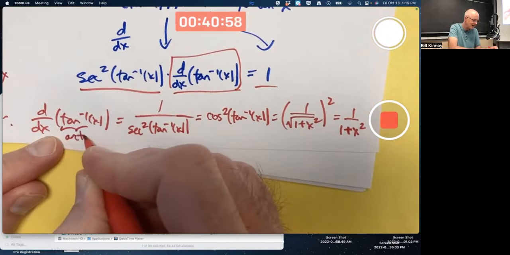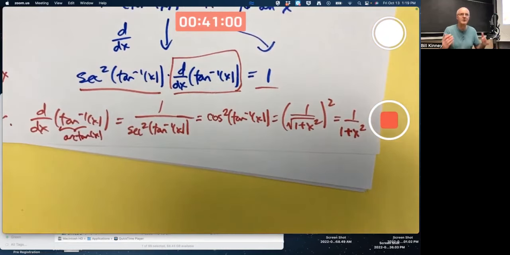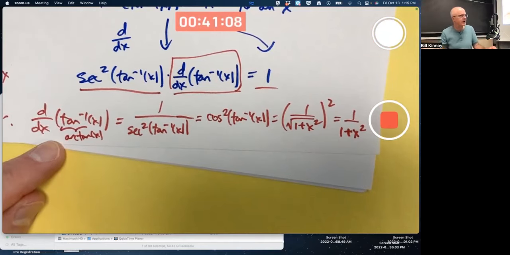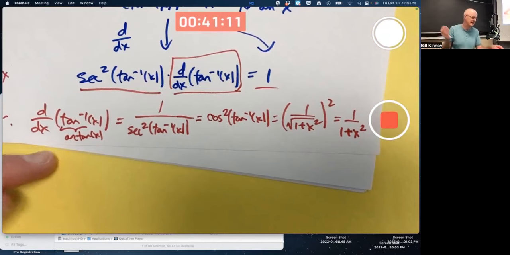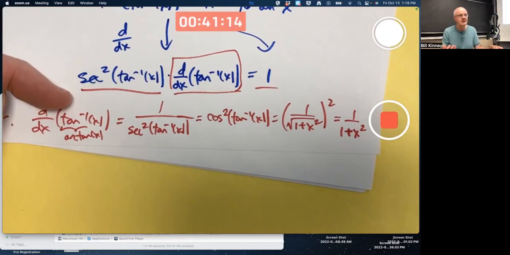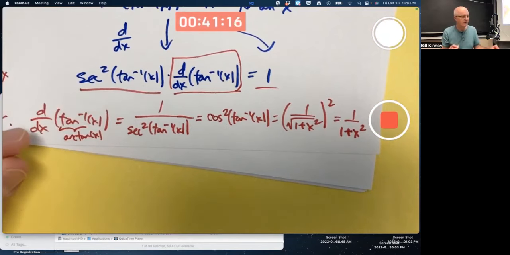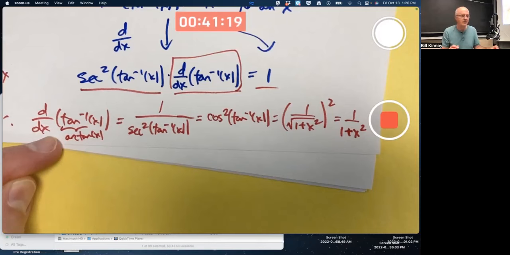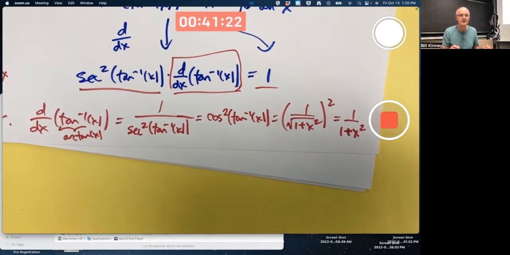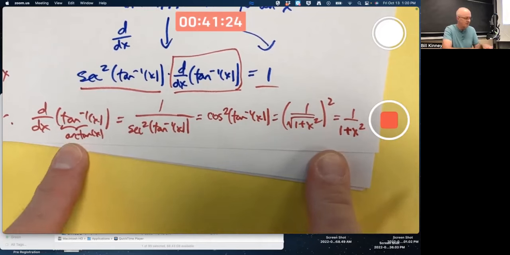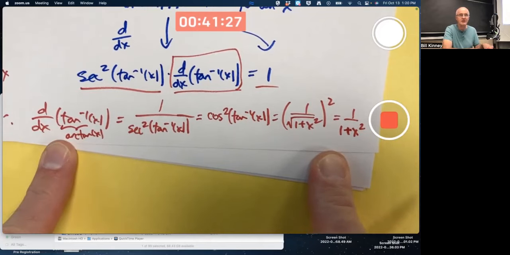Why? Because arctangent of x and inverse tangent of x are different notations for the exact same function. I believe arctangent's actually the older notation, historically speaking, and inverse tangent's the newer notation. But both of these symbols represent the exact same function, therefore they have the exact same derivative. This fact right here, written either with inverse tangent or arctangent, is something you should memorize for the gateway. When will it show up on homework? Not until section 3.5 next week.